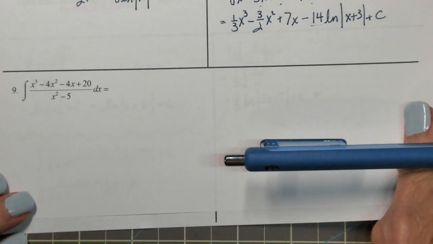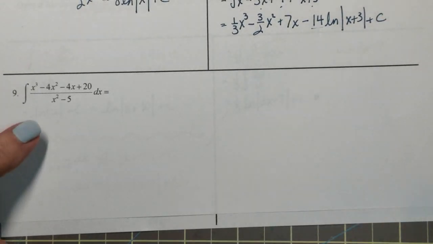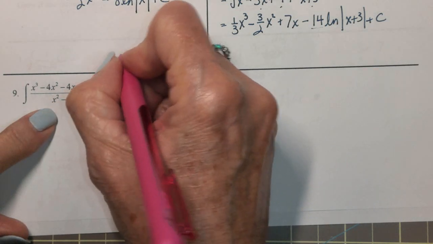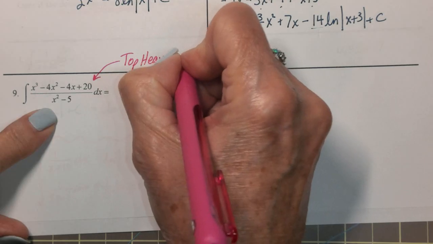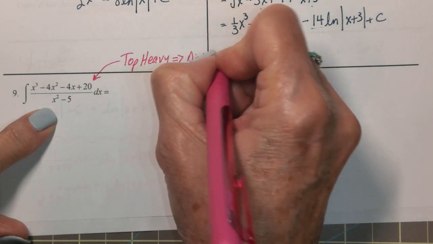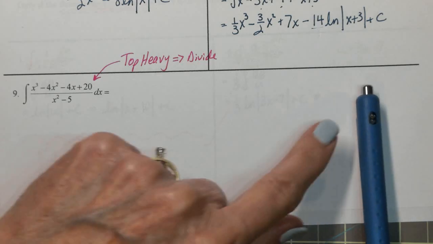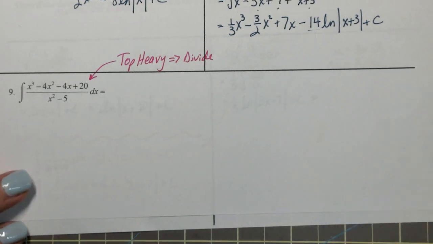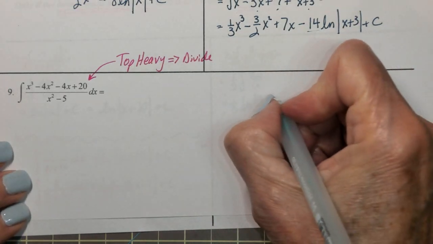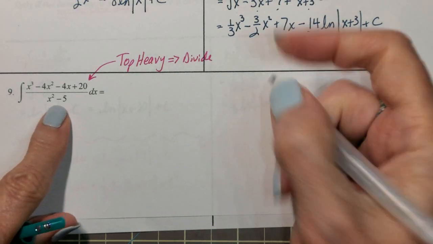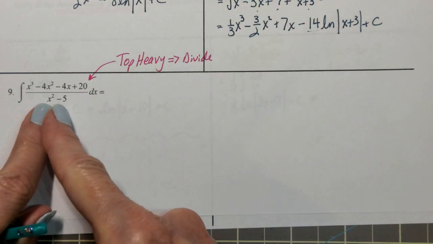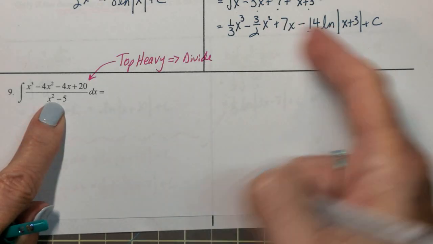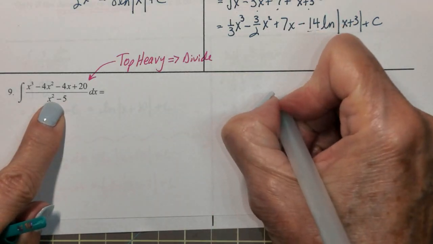Okay. Number 9. Once again, we have a top-heavy rational function as the integrand. So we divide. So I'm going to come off to the side and divide. Okay, I'll pull out my colors again. This time it's not an STD, so I cannot use quickie divide. It's also not linear, so I cannot use synthetic. I need to do long division.